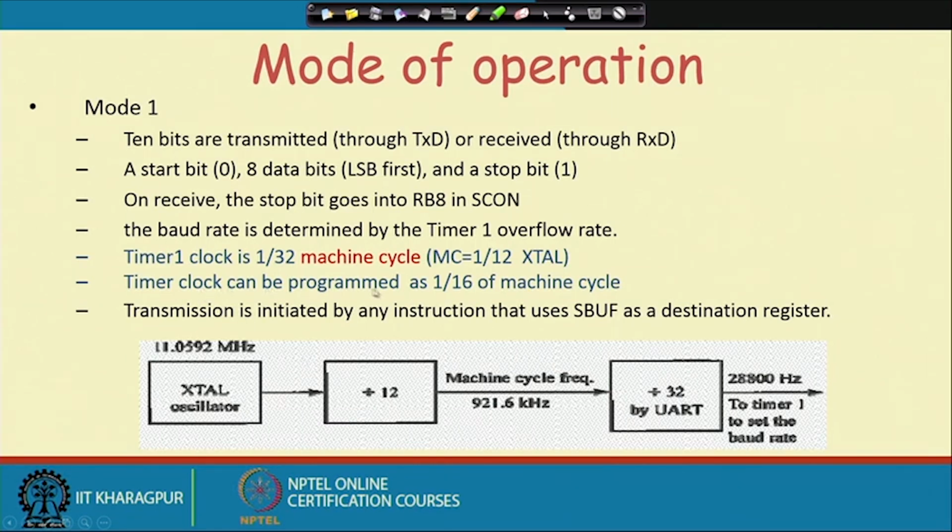The timer clock can be programmed as 1/16th of the machine cycle. Previously it was 1/12th of the machine cycle, now it becomes 1/16th of the machine cycle.